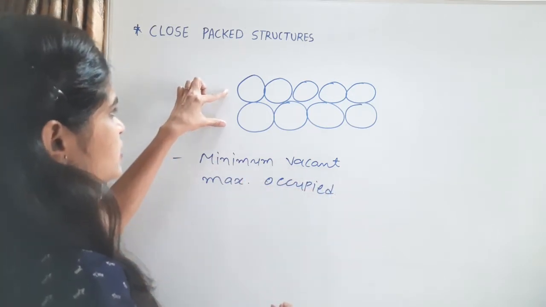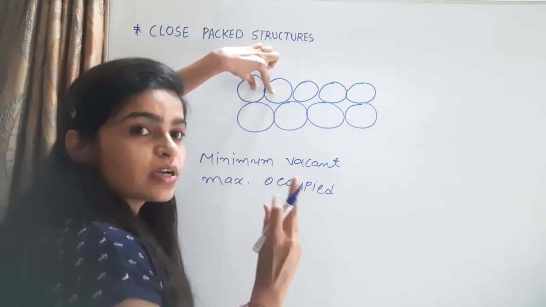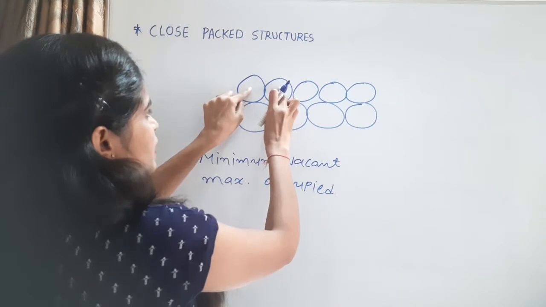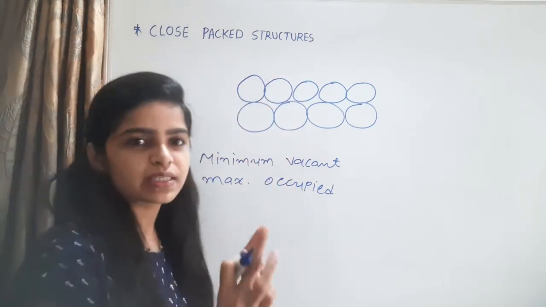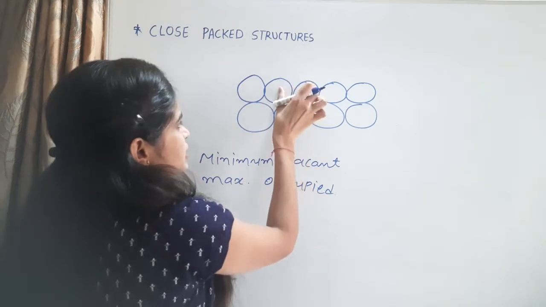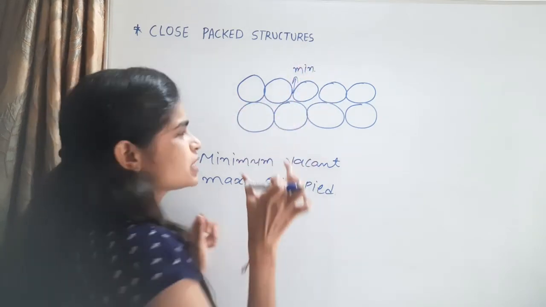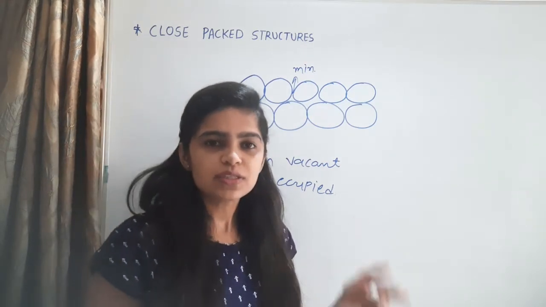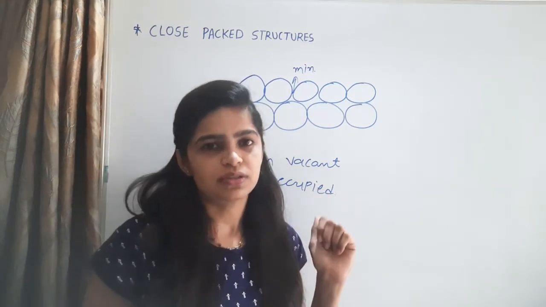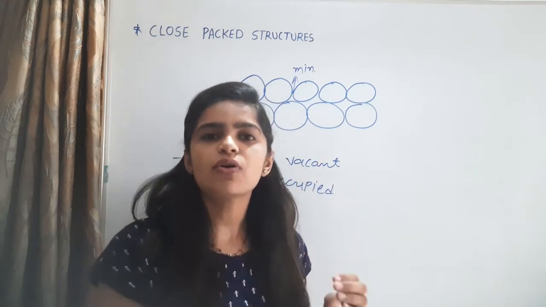In this structure, see that the atoms are close to each other, touching each other. So in these two atoms, occupied space is maximum and leftover space is minimum. This is known as the close packed structure. This close packed structure determines the density of the material.